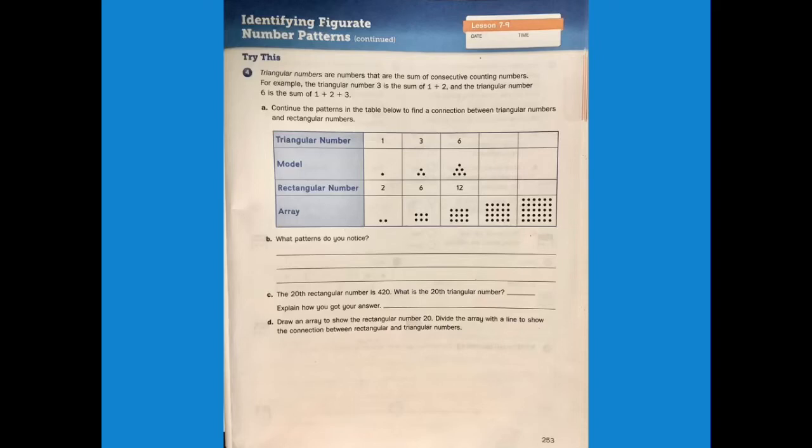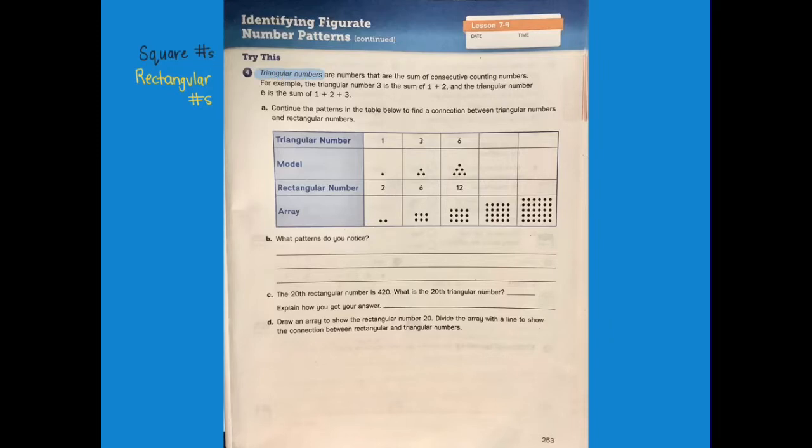Ready for a quick math lesson today? Great. So today we're just continuing our lesson 7-9, and that's on Math Journal page 253. Last time we talked about square numbers, and we talked about rectangular numbers. And then today we're going to talk about triangular numbers.